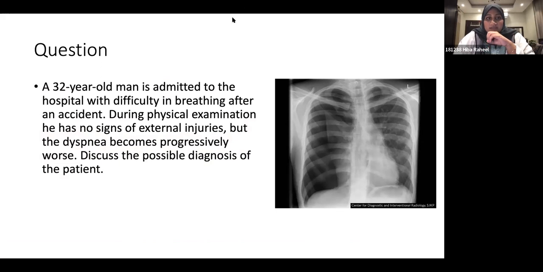There's a 32-year-old man who's admitted to the hospital, and he has difficulty in breathing after an accident. During the physical examination, he has no signs of any external injury and everything looks normal. But when you see the patient, you notice that there's dyspnea. Dyspnea means shortness in breathing. And it is becoming worse. So what do you think is the diagnosis of the patient? First, I want someone to look at this picture and tell me what they think is going on.